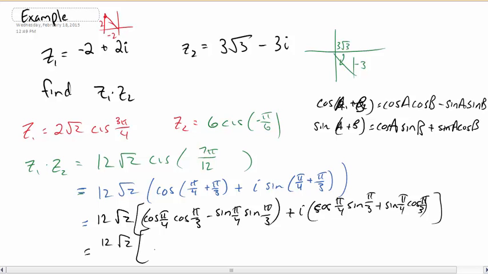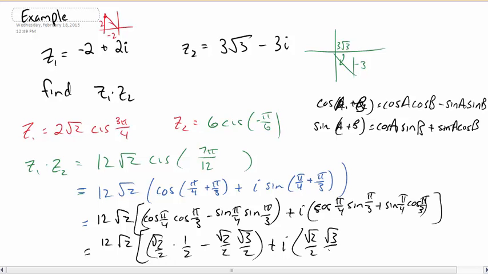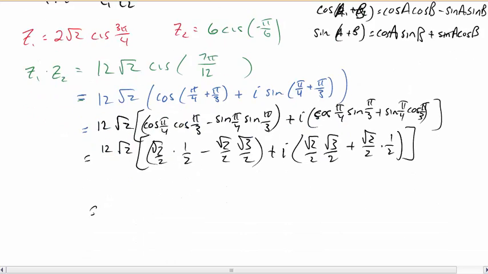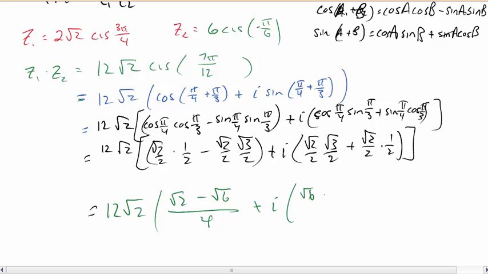So 12 root 2, unit circle time, here we go. Cosine pi over 4, root 2 over 2, cosine pi over 3, 1/2, minus root 2 over 2, sine pi over 3 is square root 3 over 2, plus I times... Okay, you're going, wow, that's crazy, that's ugly, I don't like it, it's garbage, who cares? Well, I care, so I'm going to keep going because I know something cool is about to happen. And what we end up with is root 2 minus root 6 all over 4 plus I times root 6 plus root 2 over 4.